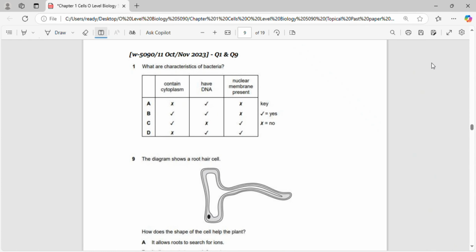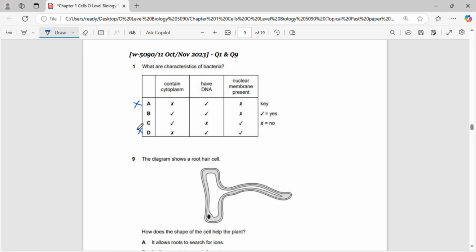Now, in the context of Paper 1 questions, we have a question which asks about the characteristics of bacteria and requires us to select the correct option. We know that bacteria contain cytoplasm and DNA, but they lack a nuclear membrane because they don't have a nucleus. Starting with option A, we can eliminate it because it incorrectly states that bacteria do not have cytoplasm. Next, we rule out option D, as it also incorrectly suggests that bacteria don't have cytoplasm. This leaves us with options B and C.